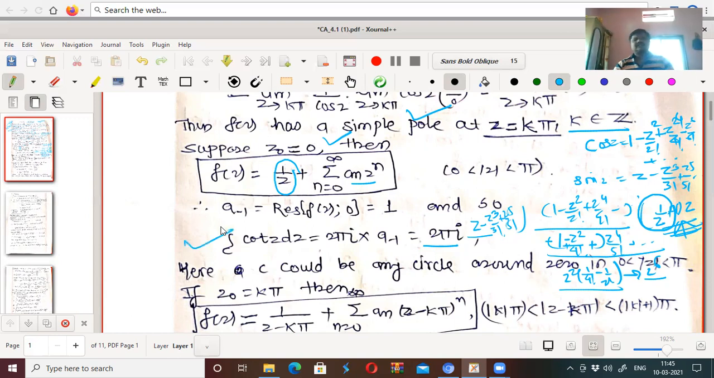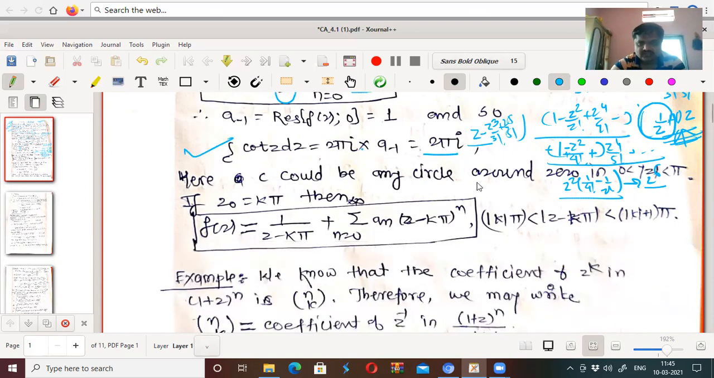So we can find the integral of a function by using residue, or we can find the residue itself also. Here, C could be any circle around 0 in 0 less than mod z less than pi. If z0 equals k pi, then f of z becomes 1 upon z minus k pi plus summation from n equal to 0 to infinity a n (z minus k pi) to the power n. This is the expansion of cot z about z equal to k pi.